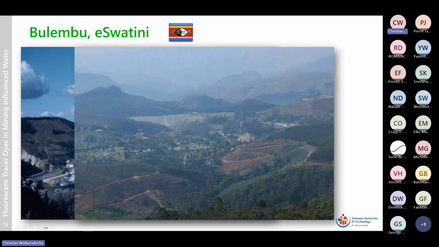You can see that most of the plants are gone here. That one is the asbestos tailings. They backfilled mostly the open pit mine with reworked asbestos. And here is the main vertical shaft where we injected the tracer, which you will see in a moment.